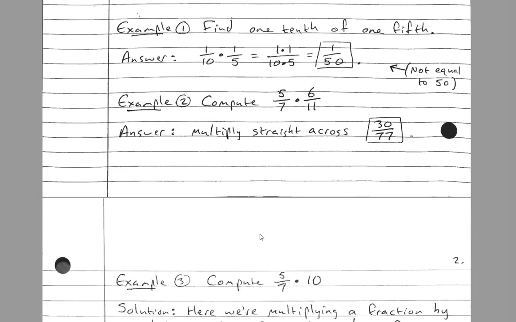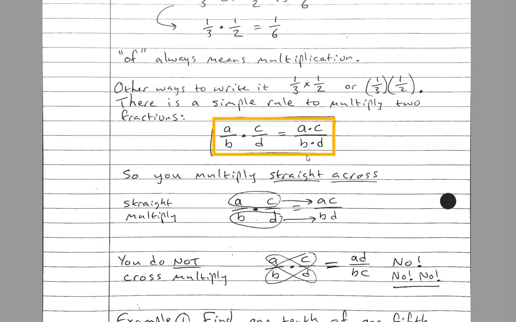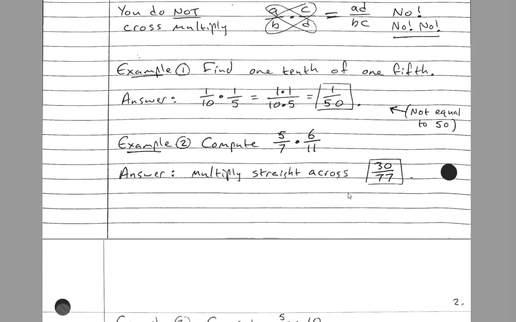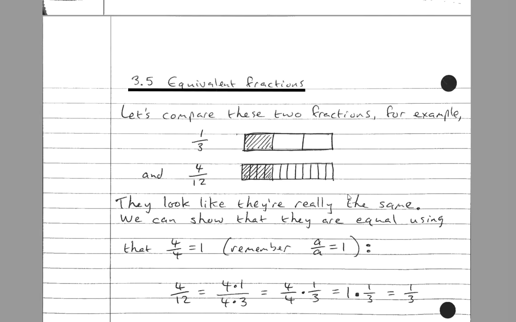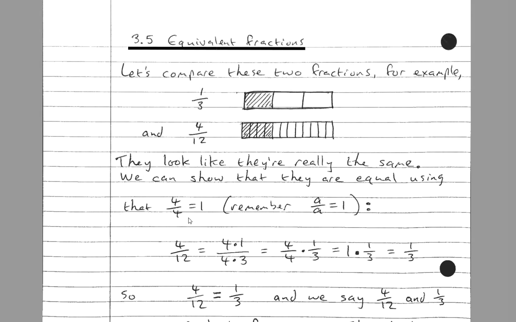Just to remind ourselves, this is the key idea we're using all the time. So remember, A over B times C over D is equal to AC over BD. So just keep this in mind. And the other thing we need to remember, if you have a fraction A over A, for example, 4 over 4, that's always equal to 1. So A divided by A is equal to 1.